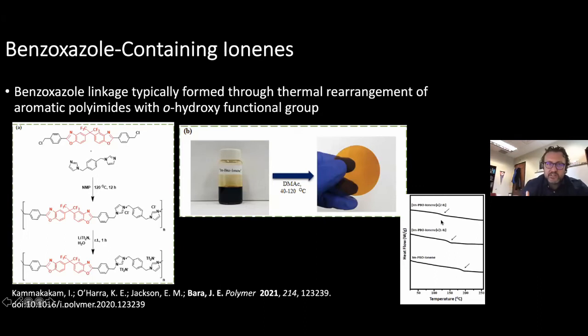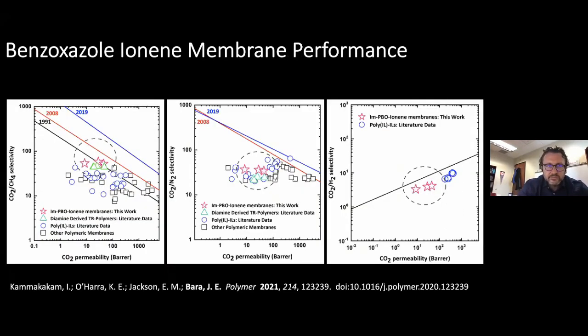So the presence of ionic liquid, we can see too, is making these materials effectively softer. So we're becoming less glassy, reducing the glass transition temperature. So that's also quite important, I think, to membrane permeability.